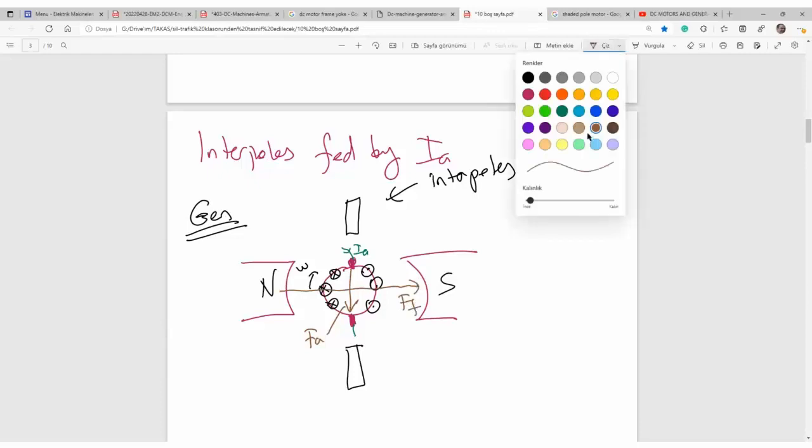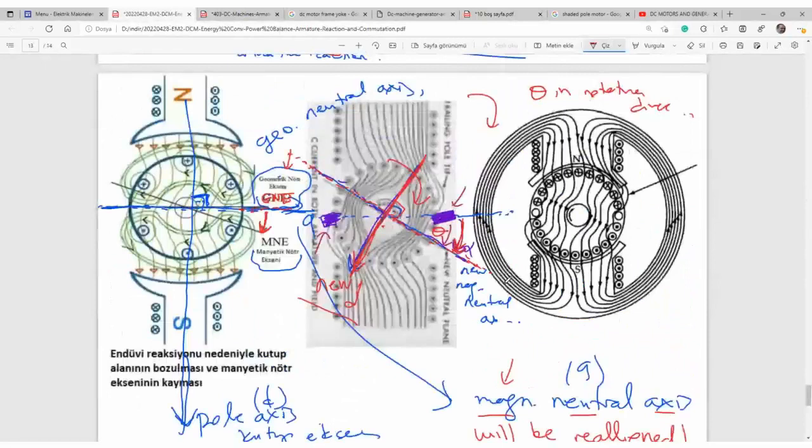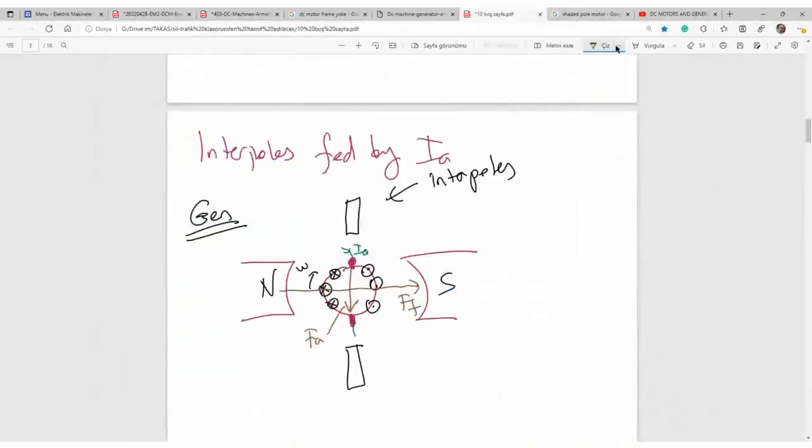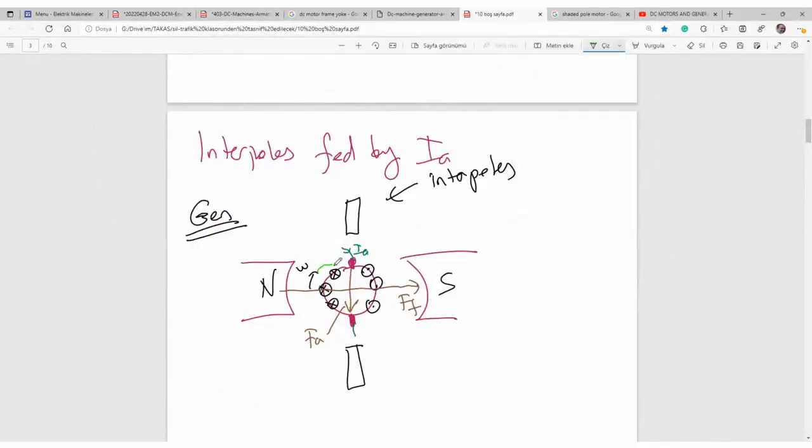So the resultant flux will be distorted. Am I right? Let me check. Yes. Okay. Take care, something is confusing. Use your thumb. Magnetic field lines will be like this. Use your thumb, screw rule.